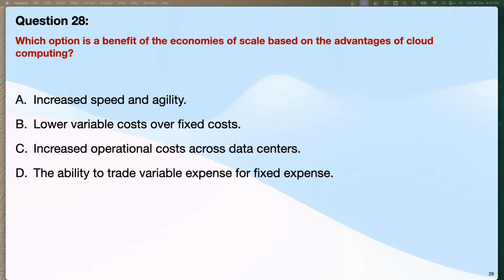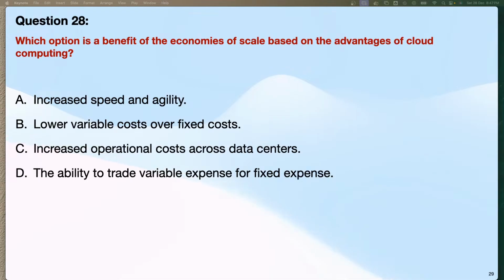As your business is growing, as your revenue is growing, if you want to pay AWS, that is called economies of scale. So lower variable cost over the fixed cost, right? So that's the answer here.